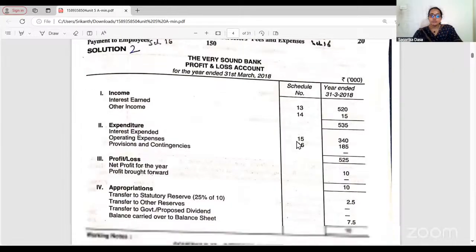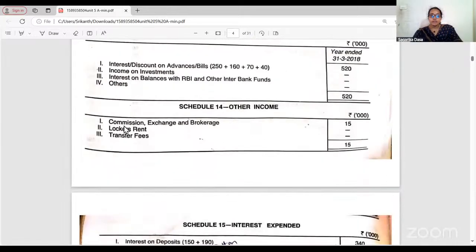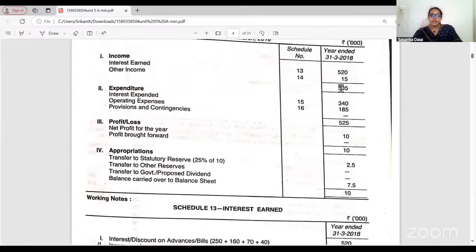Same way, let us see schedule 14. In schedule 14 we have commission, exchange and brokerage 15. We don't have any other incomes, so we are not going to take anything else; it is nil. So it is 15. The same 15 amount you have to take in the proforma as schedule 14. So 13 is 520, 14 is 15. So total will become 535. This is your total income. Now we will see expenditure, 15 and 16.